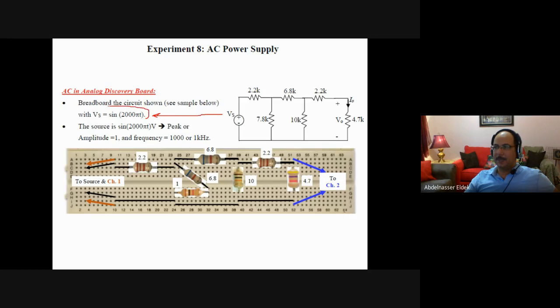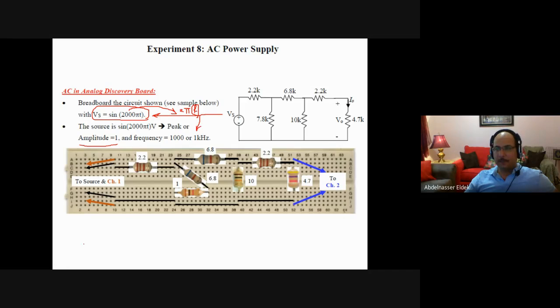So if this is Vs, then we know that this is supposed to be 2 pi f, 2 times pi times the frequency, which is f. Then this means that the frequency is 1000, or 1 kilohertz. The peak value here is 1 because we don't have any amplitude. So the amplitude is 1.